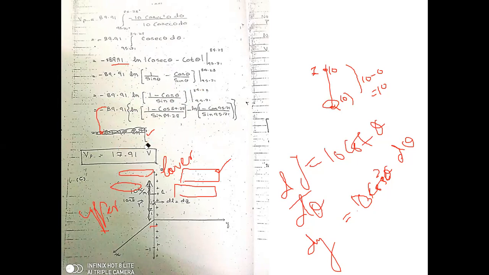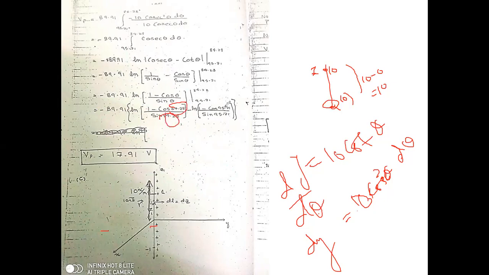Now it is ready to put the lower and upper limit of theta in this equation. Upper limit is 84.28, and these are the lower limit, 95.71. After applying the ln and taking the subtraction, and after multiplying, you will get 17.91. This was part number B, and now part C.